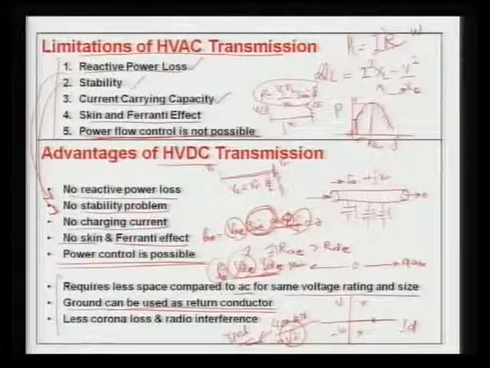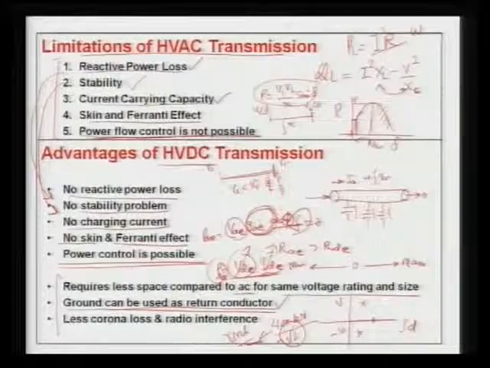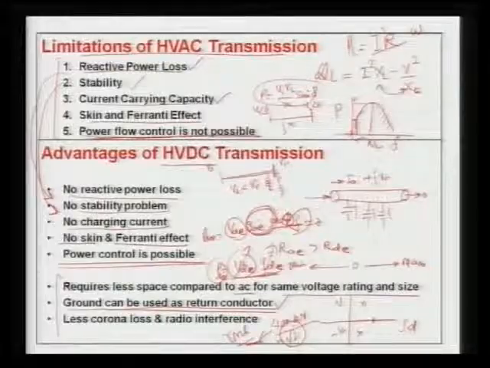So the ground is used as a return path especially in emergency conditions, when there is a problem in one pole. Then we can use the ground as a path for providing power for a limited period of time. Especially in the bipolar link, if one pole has gone, then we can use the other pole in monopolar operation and give 50% power transfer from one area to another area. So this is another advantage, whereas if an AC system fails, you have to completely shut down and then maintain it.